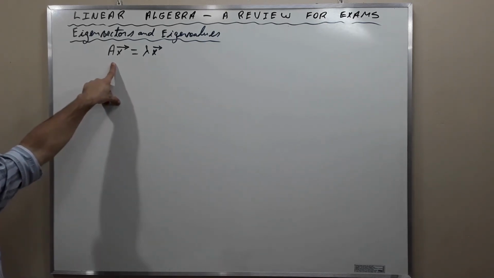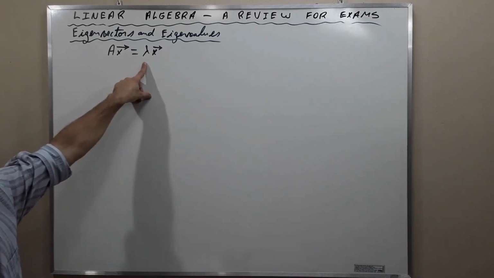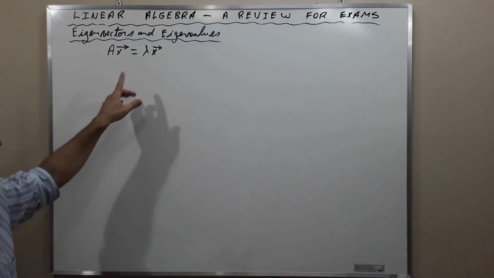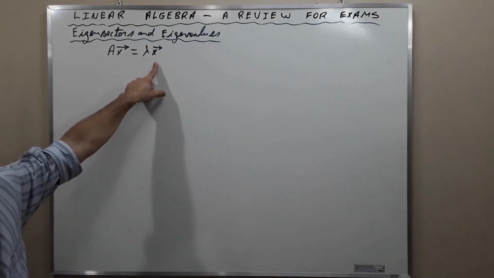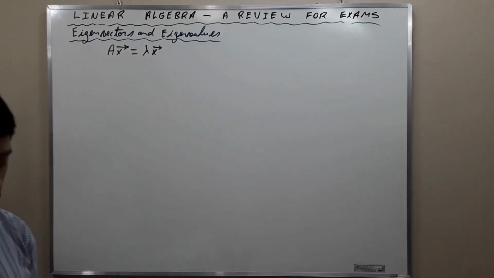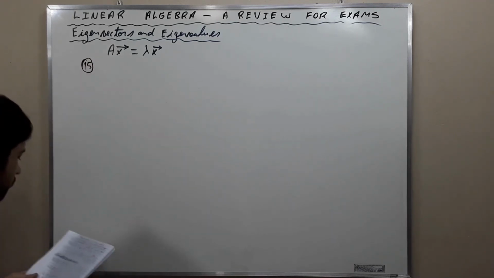Whenever this transformation is equal to the multiplication or to scaling a vector, x is an eigenvector of the transformation and lambda is an eigenvalue of the transformation, okay? So this is the definition, the concepts behind eigenvalues and eigenvectors. Now let's go to exercise 15.